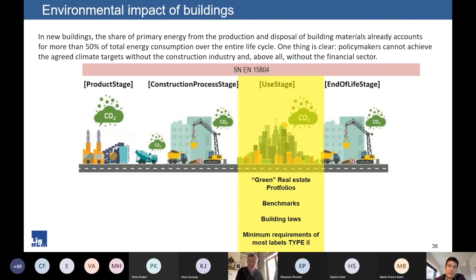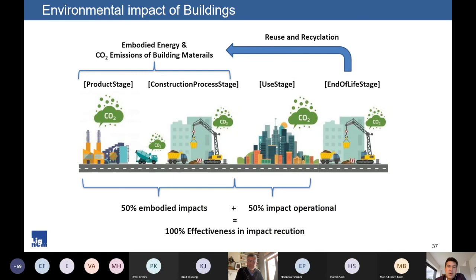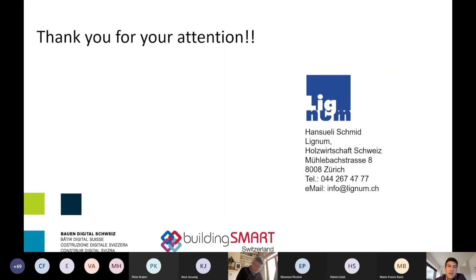Therefore, we want to be prepared that we can have a full picture of environmental impact, not only the use stage as it is today, but really the whole picture, whole life cycle optimization. And that creates maybe also new possibilities and new solutions for construction products. Well, I hope I gave you a short overview about what we do in the wood industry.